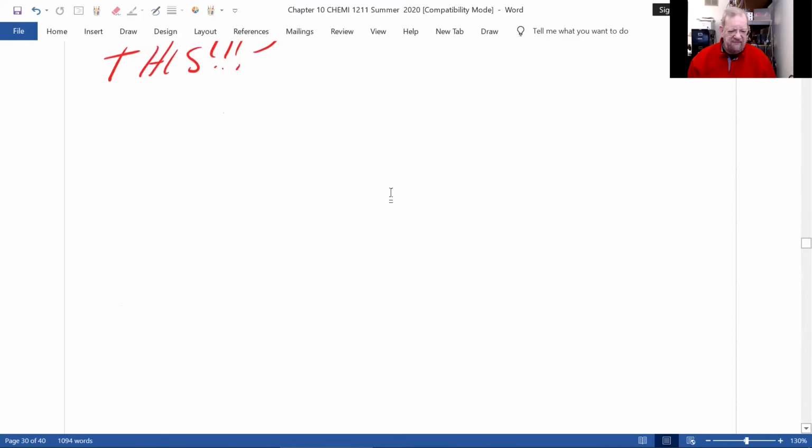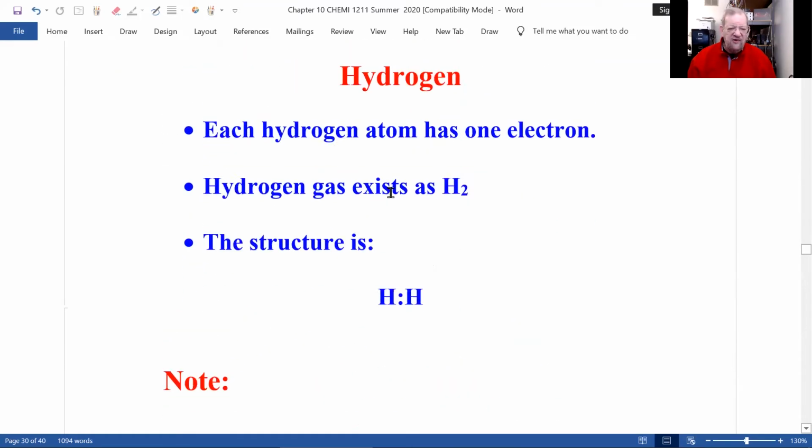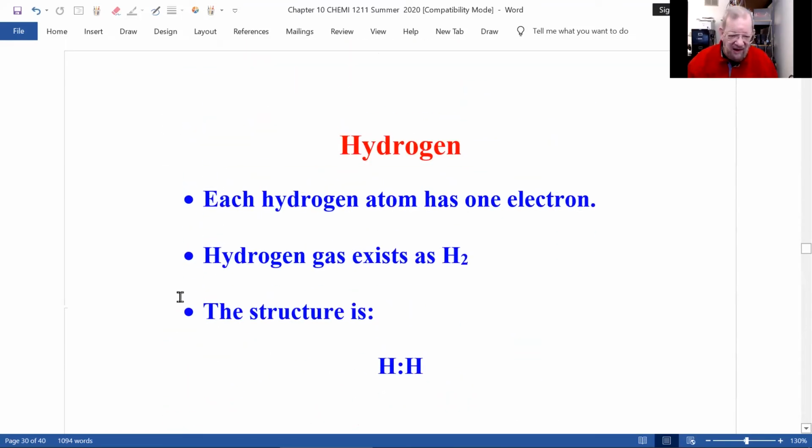All right, let's look at one of the simplest molecules around, and that's hydrogen. And I'm talking about hydrogen gas, not the element hydrogen. Now, each hydrogen atom has one electron, which means it only has one valence electron, and it exists as hydrogen gas. Now, how do you show that?